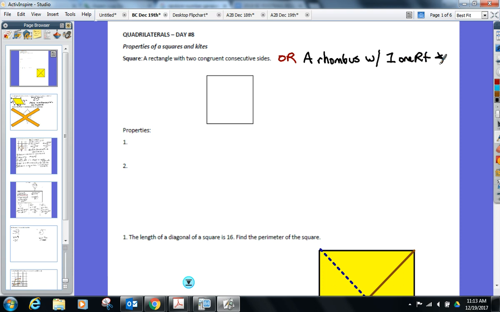Okay, so those are two different ways we can look at a square. It can be a rectangle with two congruent sides or a rhombus with one right angle. Now you'll notice I only have two properties listed, but I said the square is like everything. It's magic. So why do I only have two properties? All rectangle properties. And I'm sure you can guess the second one, which would be all rhombus properties.